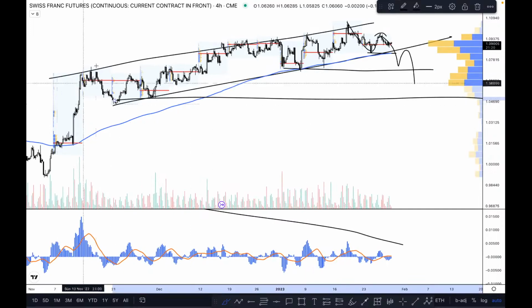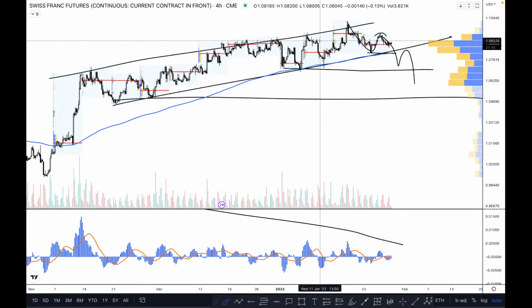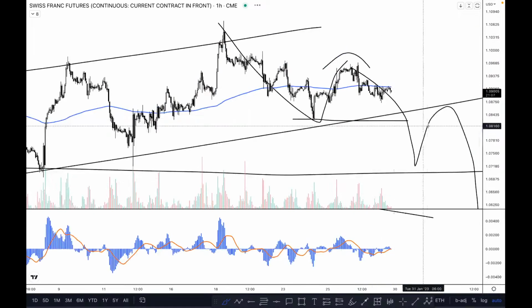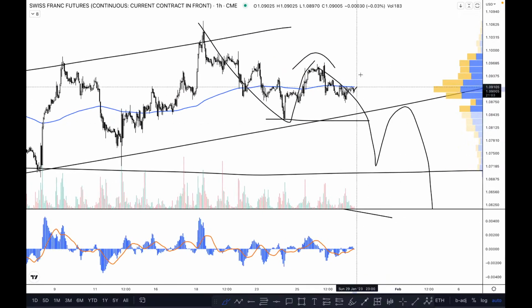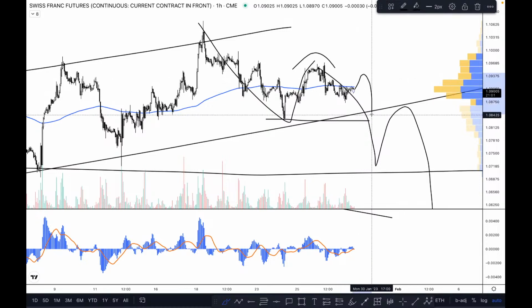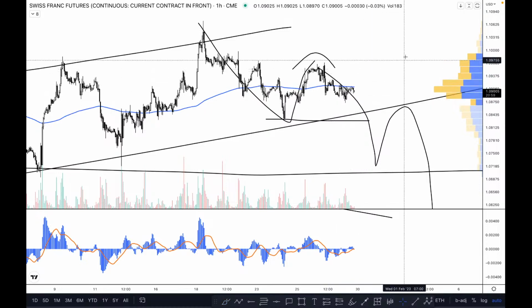And really on these patterns, this is where the target is on the start of the wedge. So I like this idea on the Swiss franc if we can get some breaking of structures. Coming up in here and then taking it down is a possible move, just a little riskier.